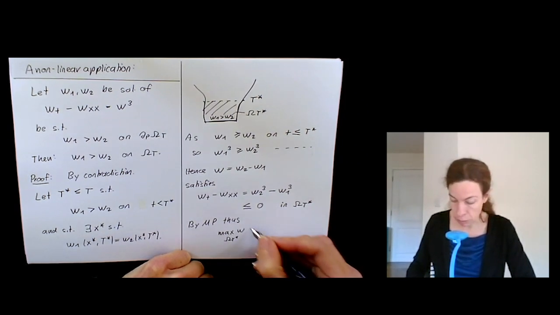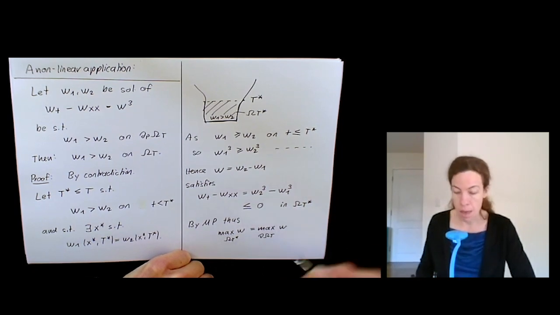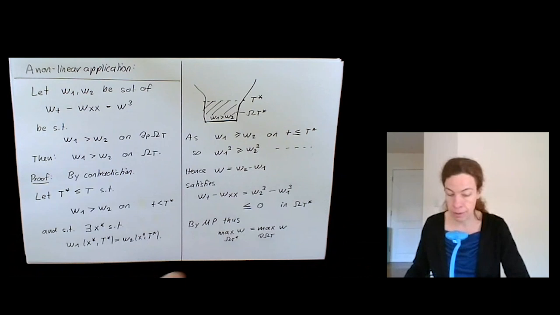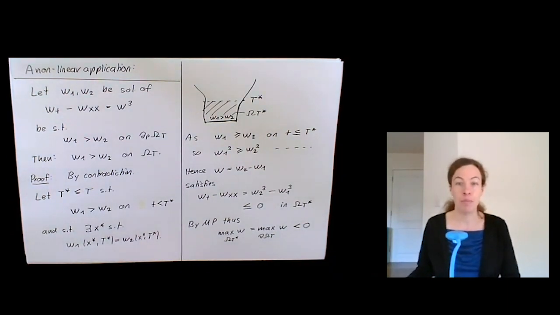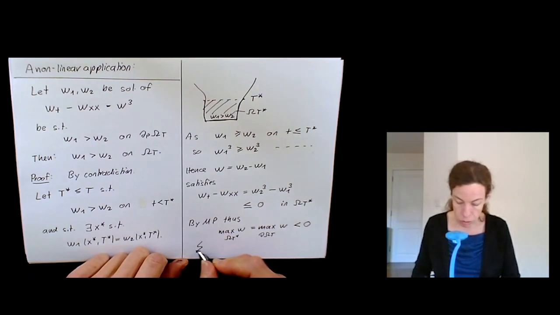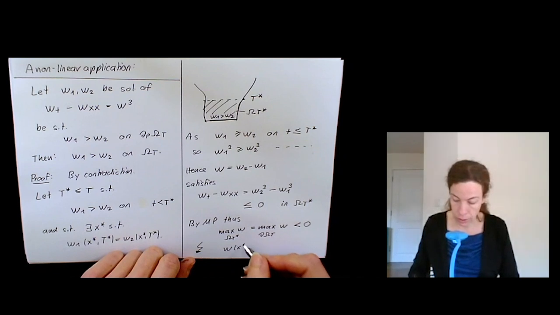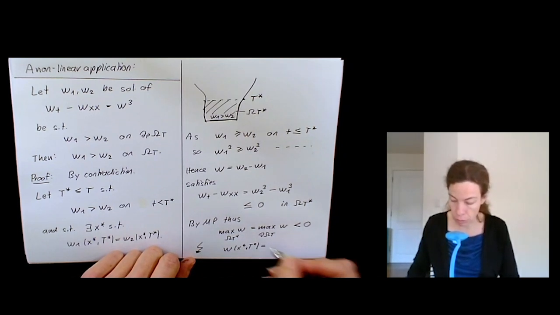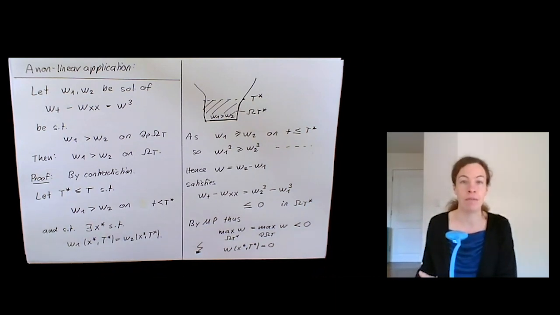is equal to the maximum over the parabolic boundary, omega t, of w, but because w2 is strictly less than w1, this is actually strictly less than 0. And that gives me a contradiction, because I assumed that w at the corresponding x star, t star, is actually equal to 0, which is of course not strictly less than 0, so I can't have this.